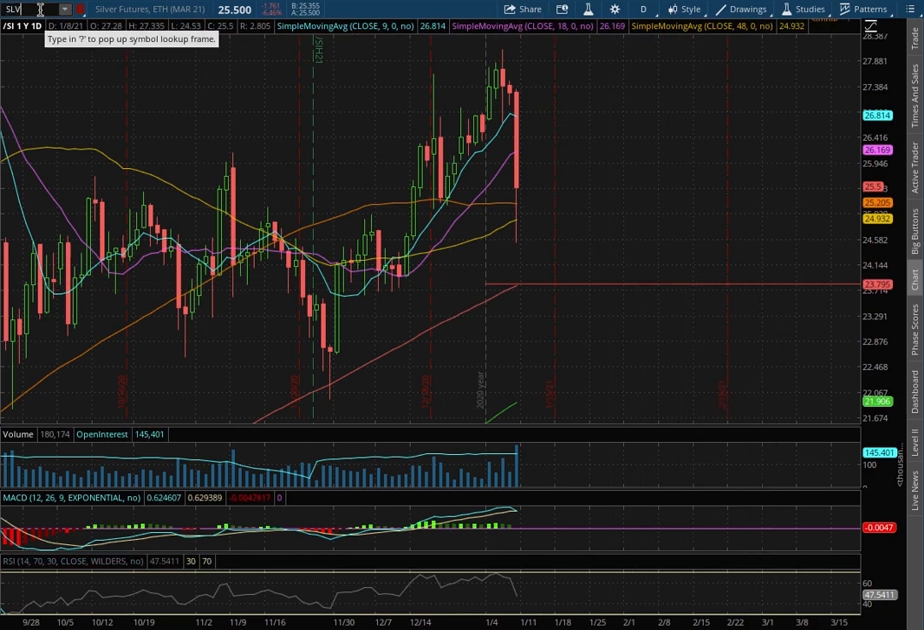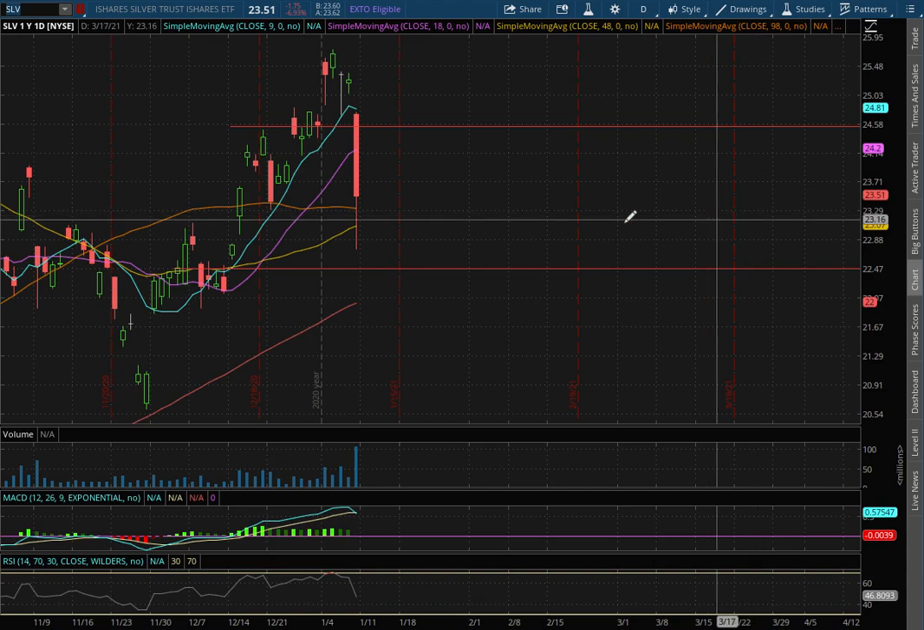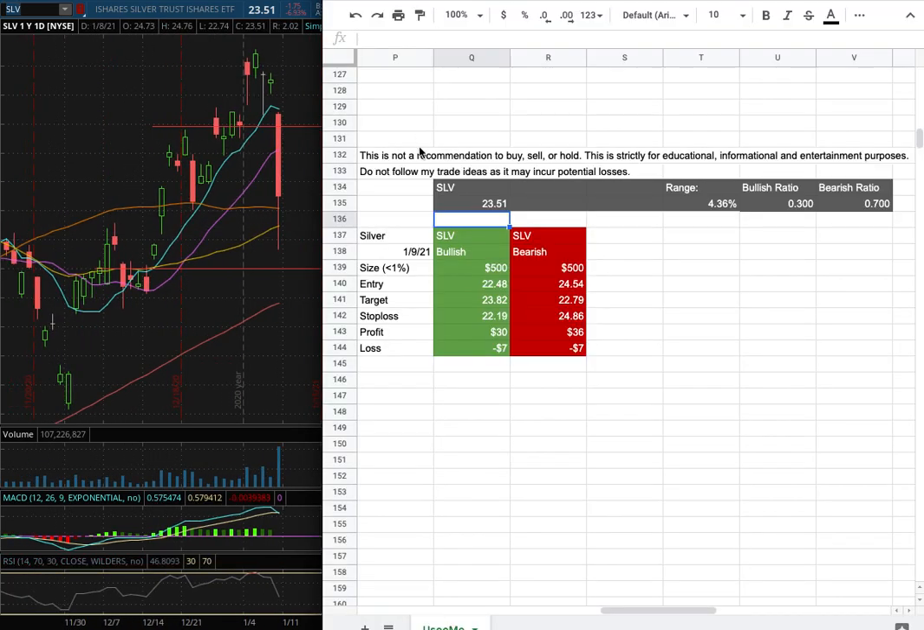As for the trade idea of the week, I'll be trading SLV, and my position size is less than 1% of my portfolio. My long entry is at $22.48, and that is this range here. My sell target for it is at $23.82, and my stop loss is at $22.19.